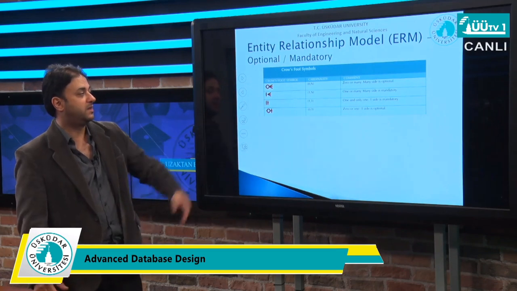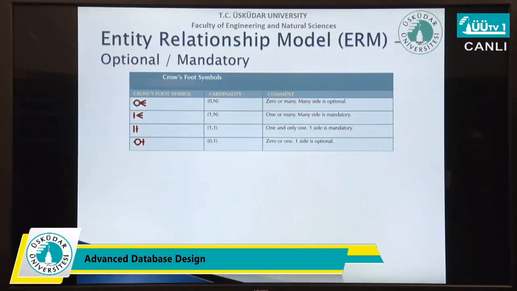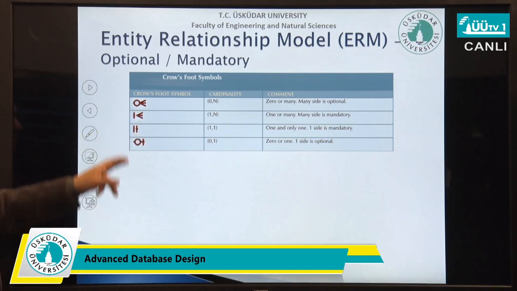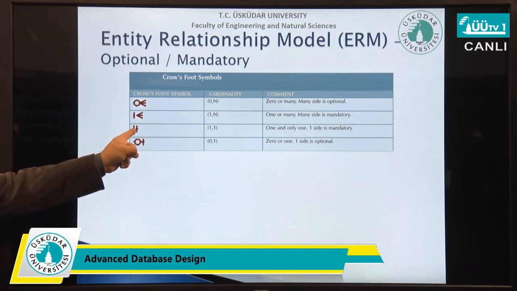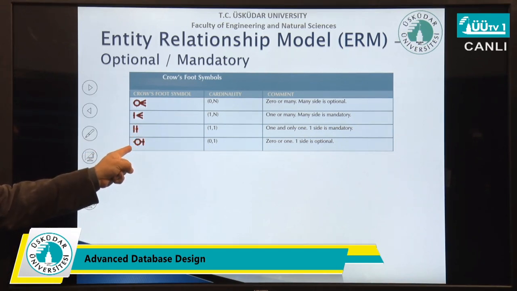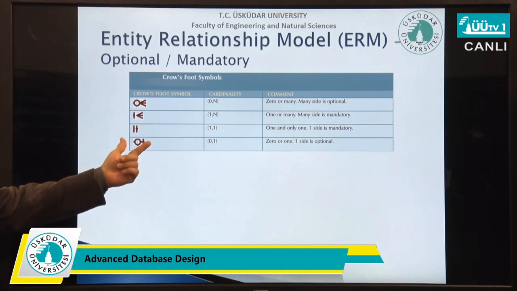Okay, here are the common things used for the cardinalities. First of all, we have 0 to many, and this is 1 to many. Actually, I'll be using this 1 to many even if we have an upper bound of more than 1. And this is 1 and only 1, and this is 0 or 1. So this is optional.